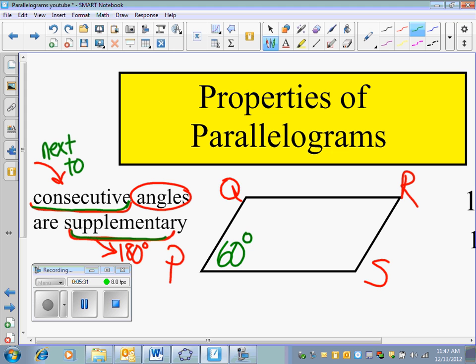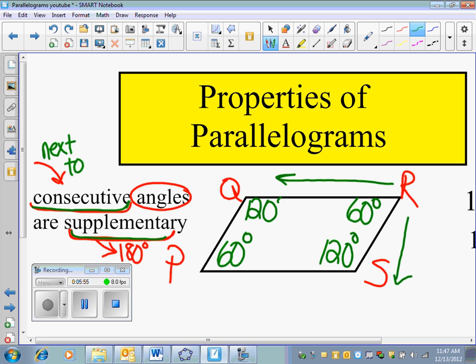So if I tell you that angle P is 60 degrees, what do we expect angle S to be? You got it, 120 degrees. Well, angle S here is right next to angle R. So what do we expect angle R to be? Again, 60 degrees. Well, angle R is next to angle Q. So what do we expect angle Q to be? Supplementary to 60, that would be 120.